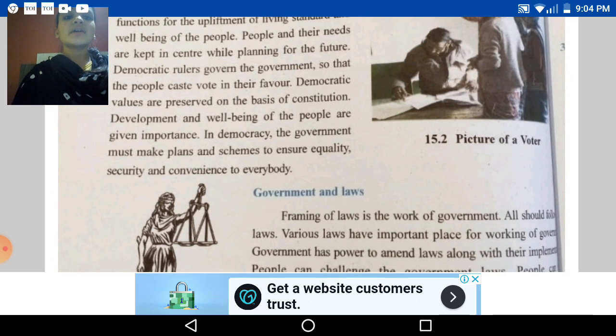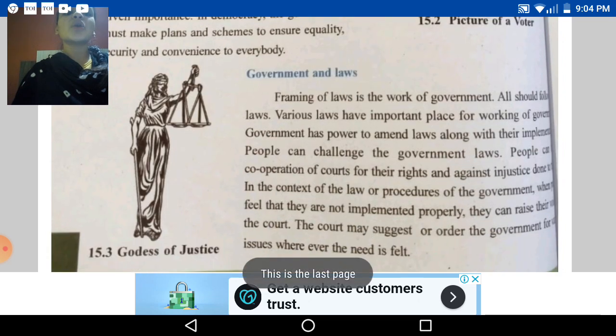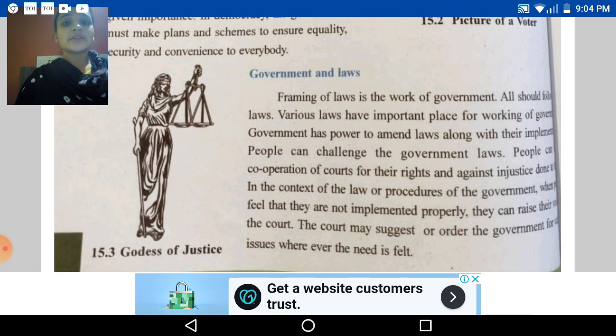Now the last is government and law. Framing of law is the work of government. Which law is there and what law is implemented is in the hands of government. All should follow laws. We all have to follow those laws. We cannot disregard those laws. Various laws have an important place in the working of government. Government has the power to amend laws along with their implementation. They can change laws according to their need, and implement them.